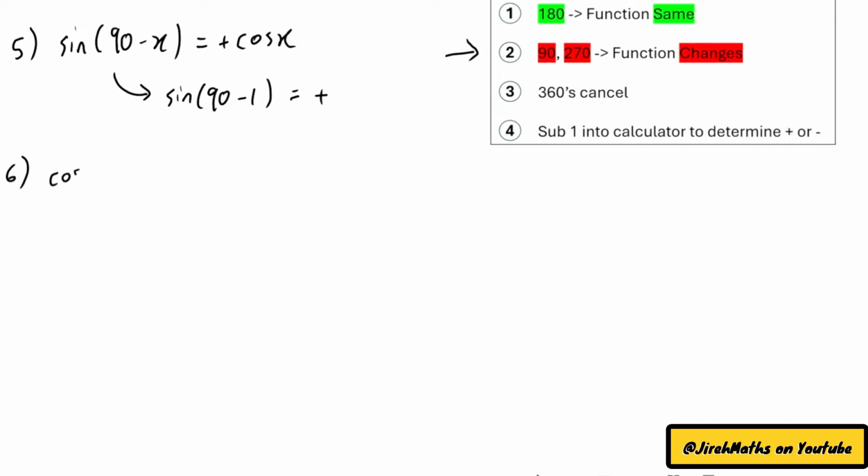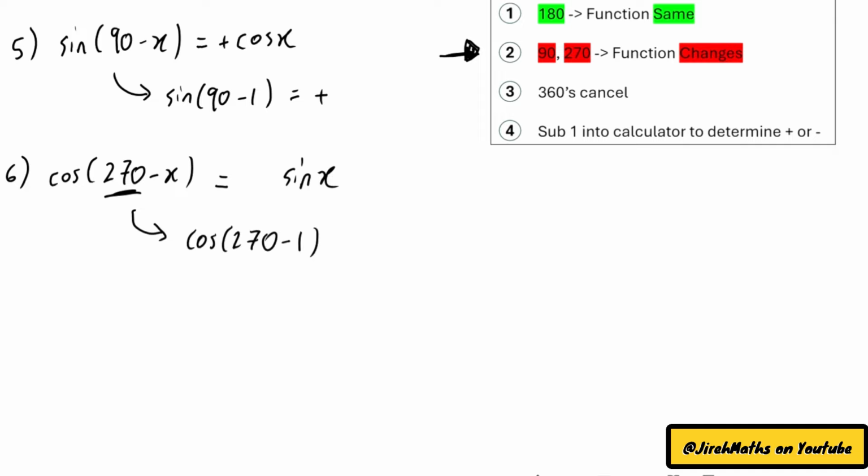Let's look at cos 270 minus x. Since it's 270 there, again we are going to use the second rule. The function will change, so that cos becomes a sine, so therefore that's sine x. To determine whether it's positive or negative, we need to substitute cos 270 minus 1 into our calculator. We will get a negative, so that's minus sine x.